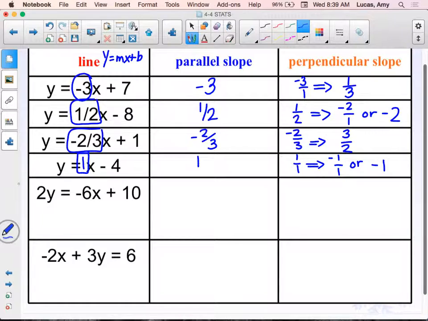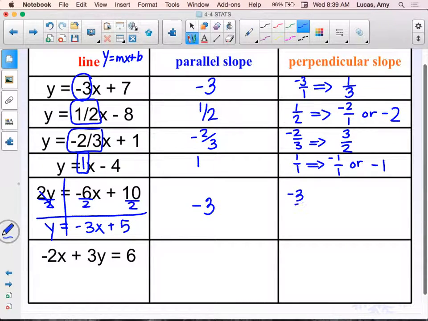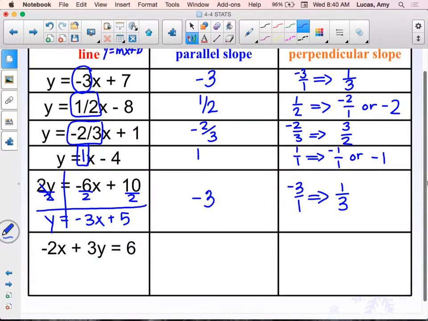The last two require a little bit of work. This first one, I'm going to have to divide everything by 2 to get the y by itself. So y equals -3x plus 5. So my parallel slope is -3, perpendicular, flip and change, and it's +1/3.